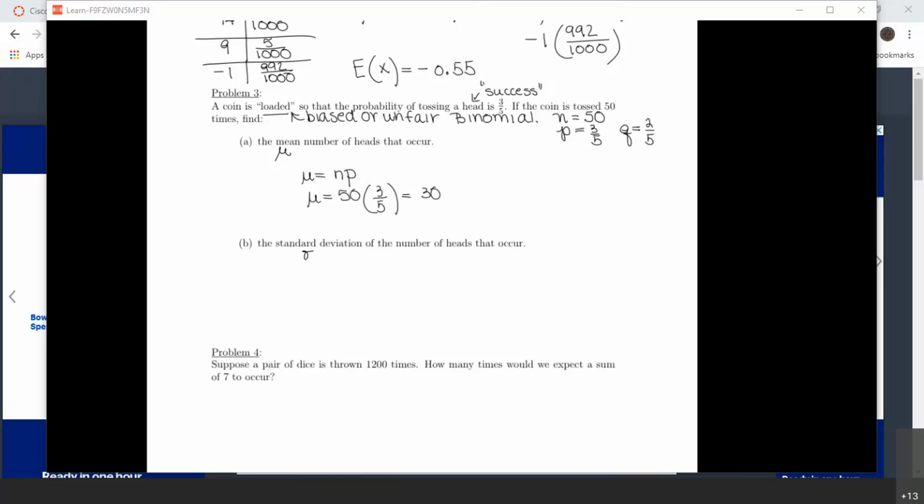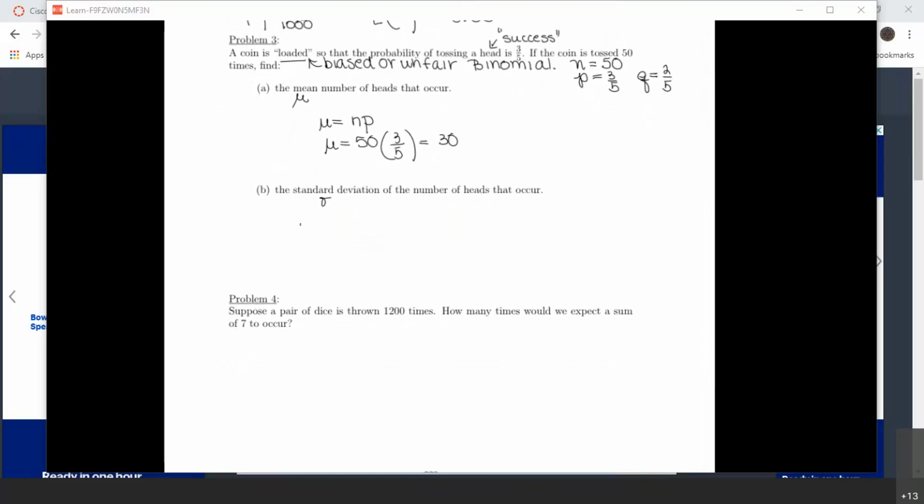Normally, I'd expect around 25, right? So obviously, if I'm getting a higher and higher number of heads, I'm going to look at this thing and say, okay. Standard deviation, the formula for that is the square root of n times p times q. So that's 50 times 3/5 times 2/5.